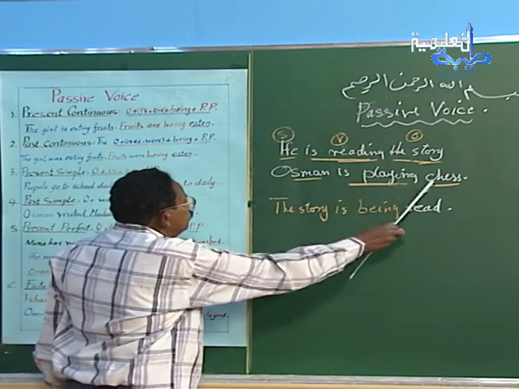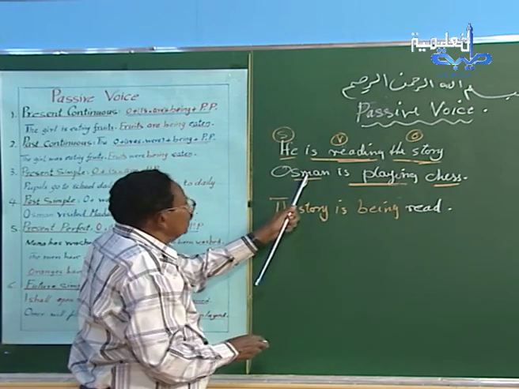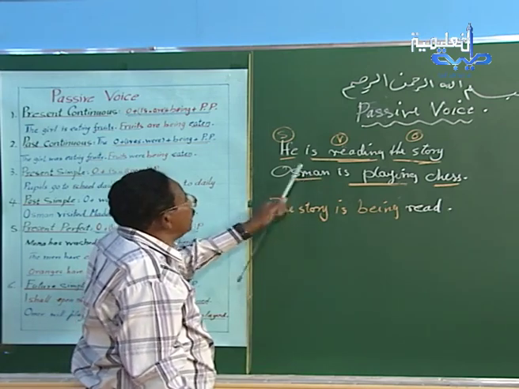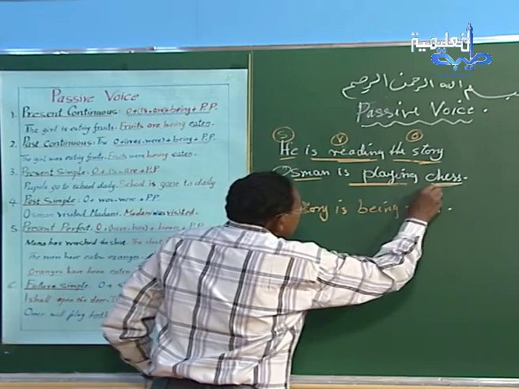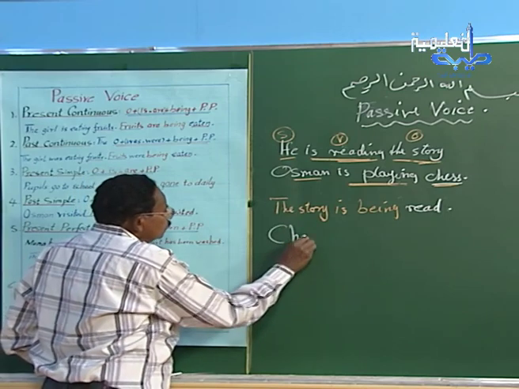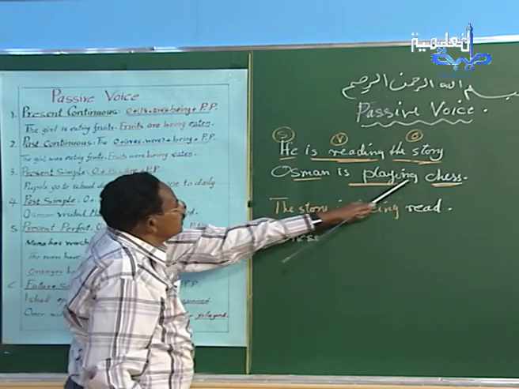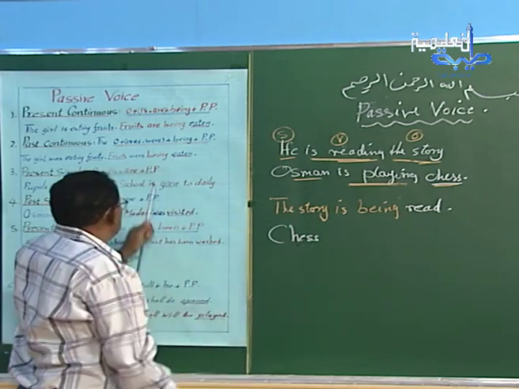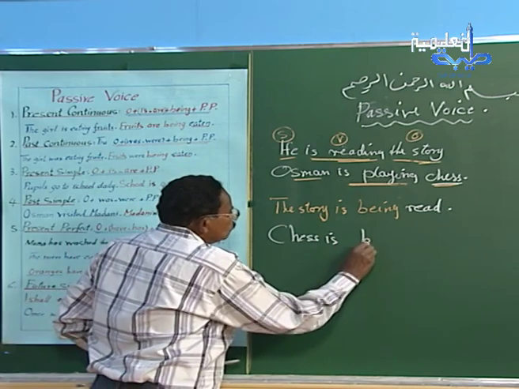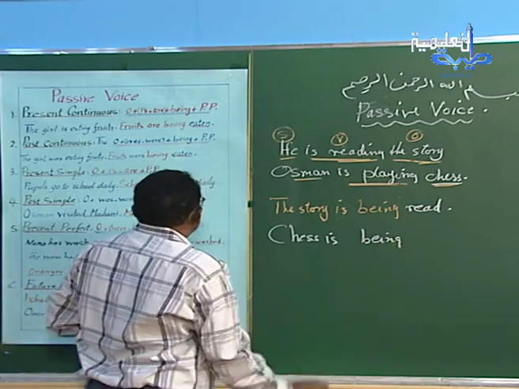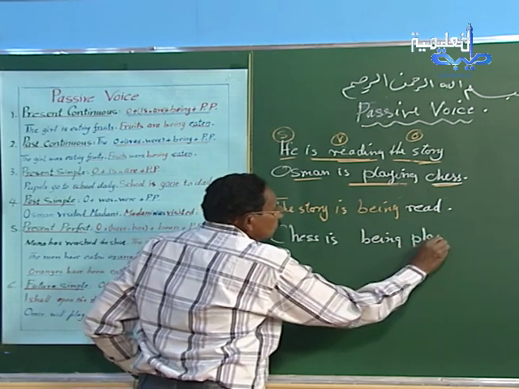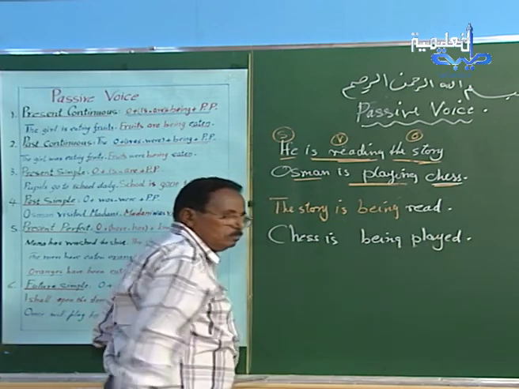Usman is playing football. Here Usman is the subject. We are going to leave it out when we want to change this sentence to the passive. Chess is the object. We start with chess. Chess is the object. After chess, this is singular, is. After is, there is being, and after being, there is the past participle of play. Played. I'm going to add ED.